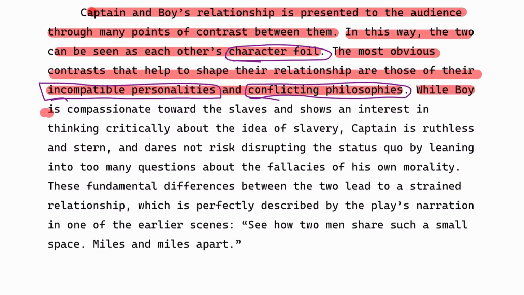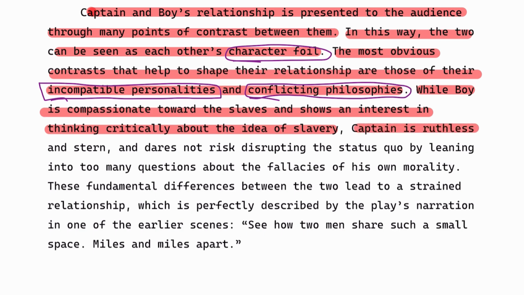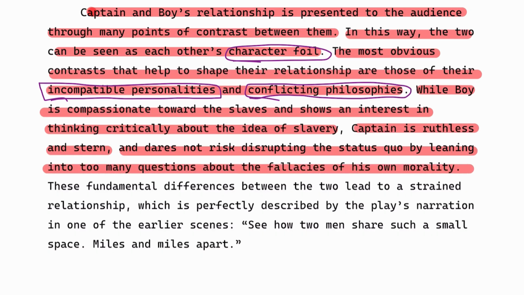While boy is compassionate towards the slaves and shows an interest in thinking critically about the idea of slavery, captain is ruthless and stern and dares not risk disrupting the status quo by leaning into too many questions about the fallacies of his own morality. And if you've read the play, then you know that I'm spitting facts right here. Captain doesn't really question what's happening. He's a captain. He has to do this. The money must be made. The slaves must work. That's how it is.